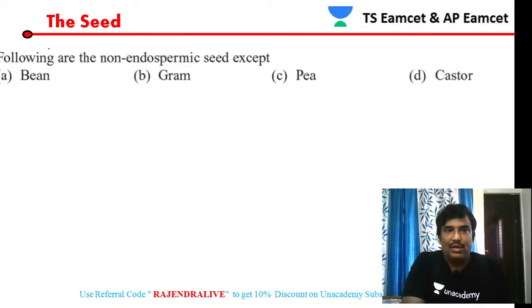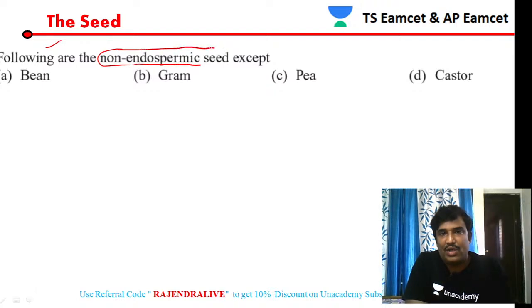Next question. The following are non-endospermic seeds, except. The question is asking which is not a non-endospermic seed. So there are exceptional cases also. But before that, we should know what a non-endospermic seed is.